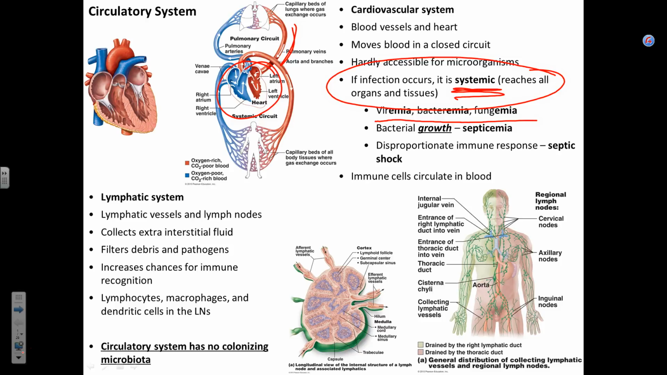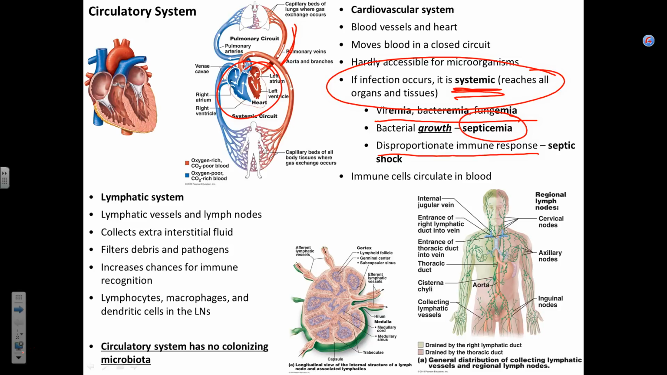Viremia, bacteremia, fungemia. If bacteria start to grow in the blood, this is called septicemia. It is specifically used for bacteria. When we talk about septicemia, we generally refer to bacterial growth. And consequences of sepsis can be pretty bad, mostly because of the disproportionate immune response, so-called septic shock.